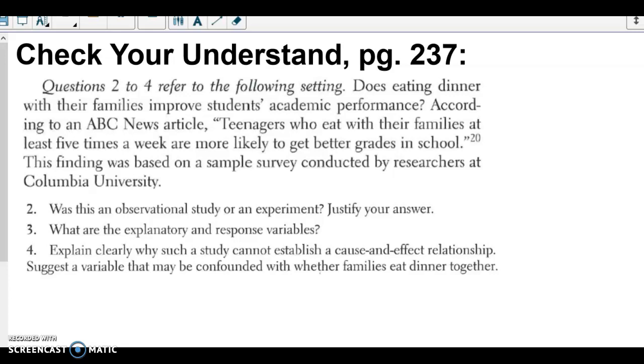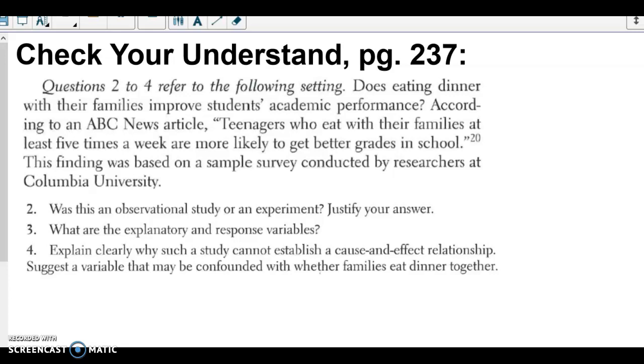This is an observational study. There was no random assignment to a particular number of meals with the family. So this is an observational study. The explanatory variable in number 3 is the number of meals per week eaten with their family. And then the response is GPA. So we can't establish a cause and effect relationship. It is a lot harder to do cause and effect when it's not an experiment. That's a big thing.